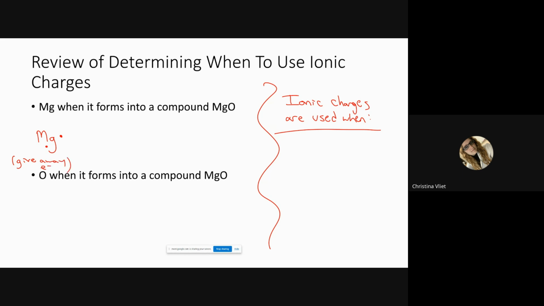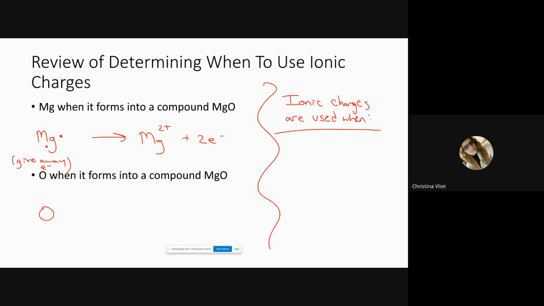But it can only give away the amount of electrons that it has. So when magnesium goes into the compound MgO, it does this because it gives away 2 electrons. And you end up with this, Mg2+, and those 2 electrons are off to the side. Well, where did they go? If we're forming the compound MgO, then they went to oxygen, if that makes sense.